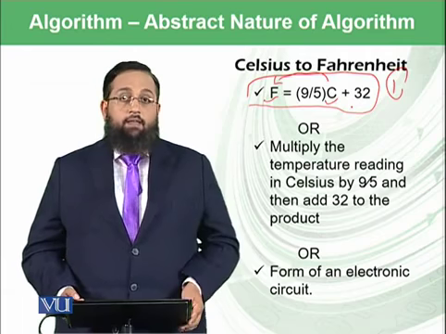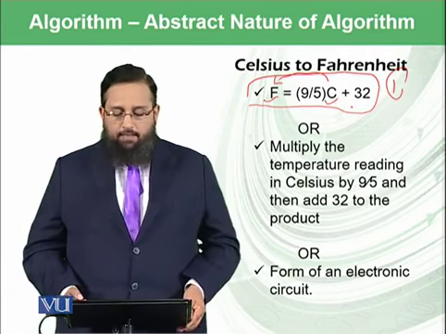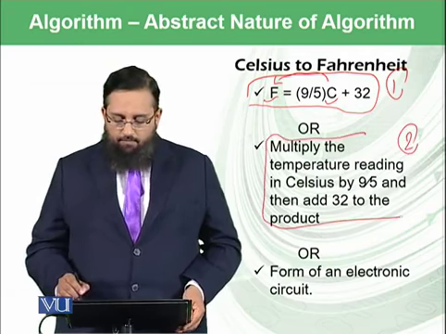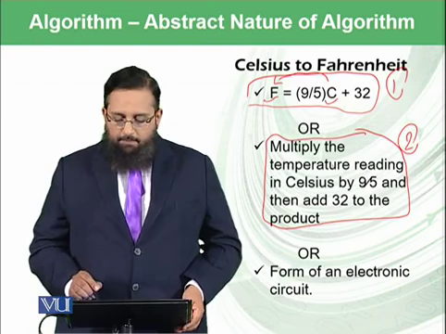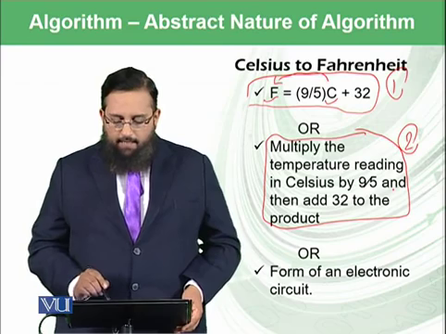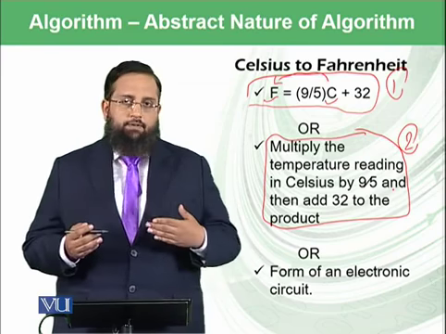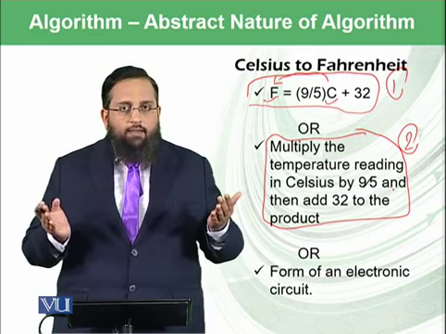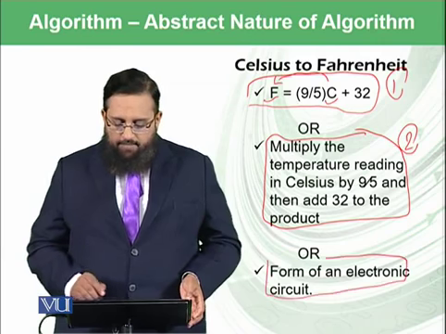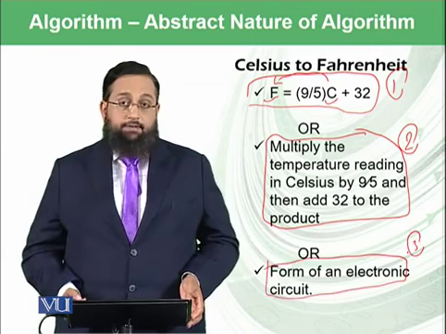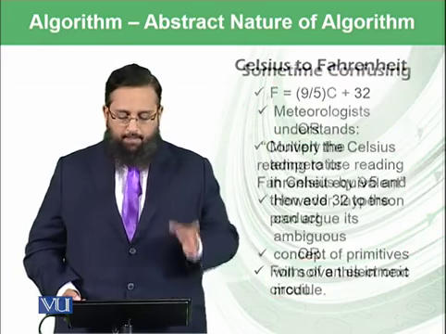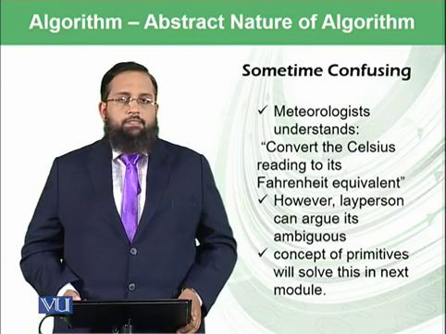There could be another way of telling the same algorithm. The representation could be different, which is here, the second one. We are saying multiply the temperature reading in Celsius by 9 by 5 and then add 32 to the product you have acquired. So this is another way of telling this thing. Or there could be a third way, which is in the form of an electronic circuit which converts Celsius into Fahrenheit. So sometimes it becomes confusing.